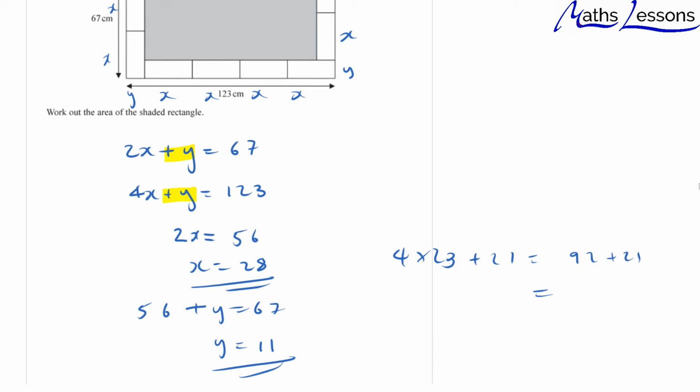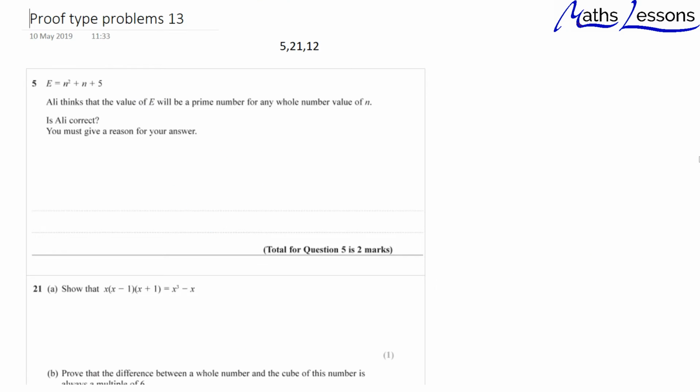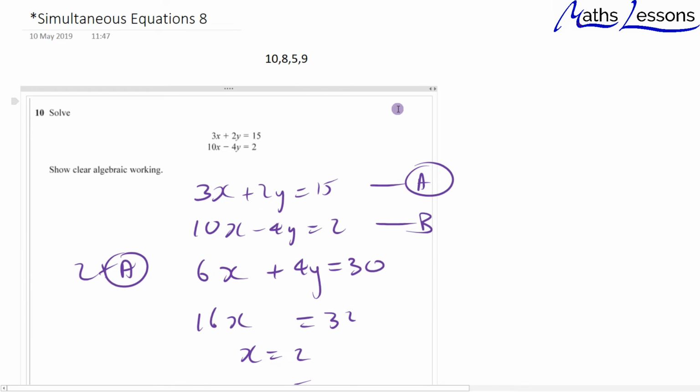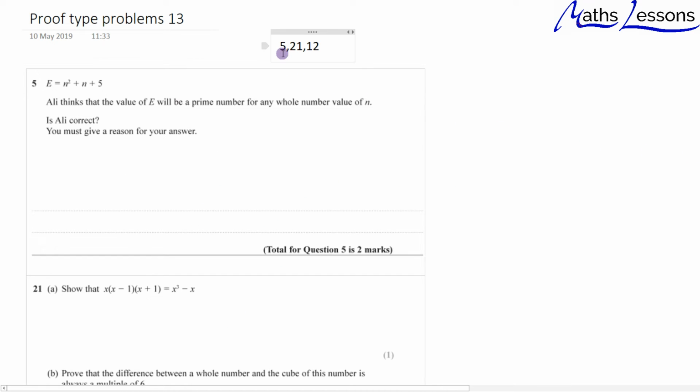Right, let's move on to proof type problems, because they're the next level up. What you'll notice, if you go back to the simple equations at the very top, is I put the question number where these come up. So these equations tend to come up in the first 10 questions. Proof type questions, now this is interesting. It's scattered all over the place in difficulty level.